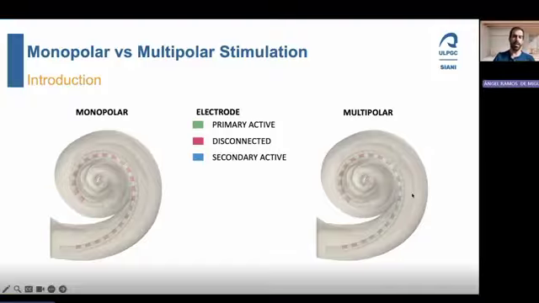So the main topic of this talk today is about multipolar stimulation, and it's important to know what is the current standard, which is monopolar. So we have only one electrode active to produce a hearing sensation. And in multipolar, we have many electrodes active at the same time. So you normally have one primary, one in the middle, and then all the neighborhood are playing a role, trying to steer the stimulus and trying to focus the stimulation as much as possible.